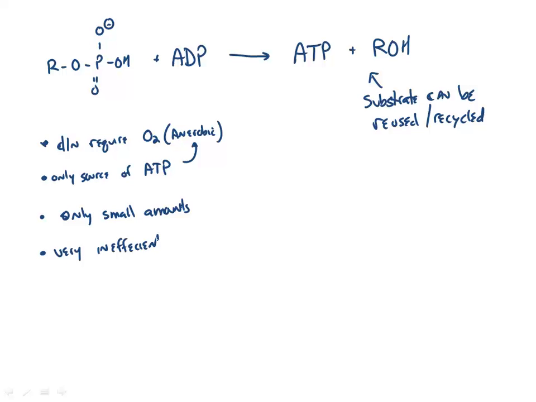Very inefficient. So by choice, we don't use this mechanism. But where might it be used? Or when might it be used? Right. What conditions would have no oxygen? Because usually without oxygen, we're dead. Just so you know.